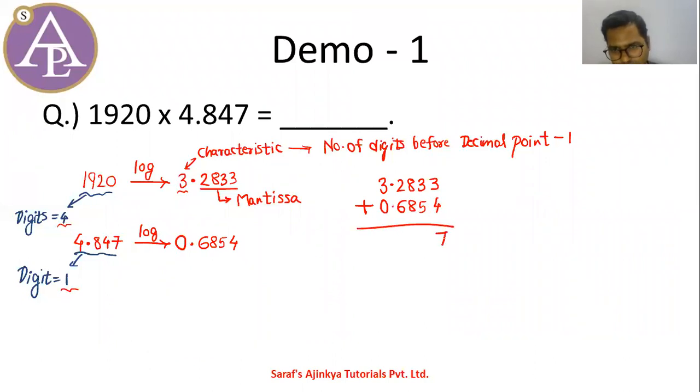So 3 plus 4 will be 7. 5 plus 3 is 8. 16. Carry 1. 6 plus 1, 7 and 2, 9. And this is 3.9687. Correct. Now, to find the original answer, I have to take the anti-log.